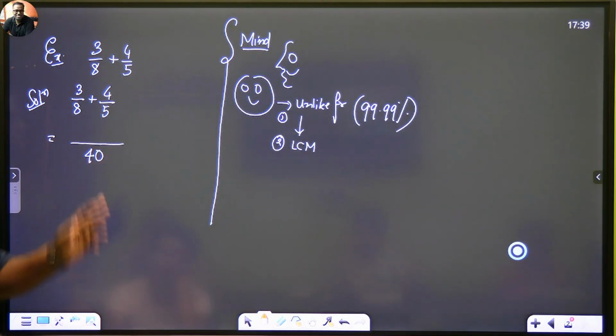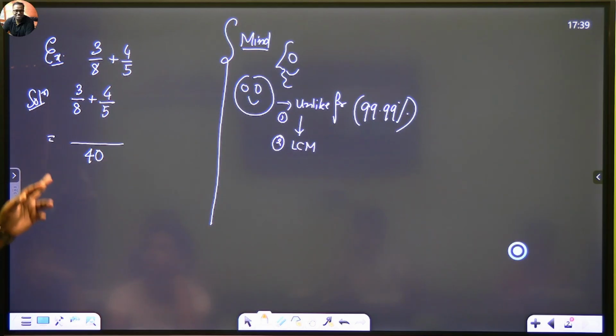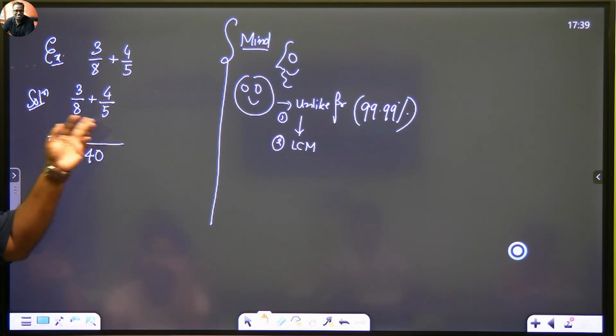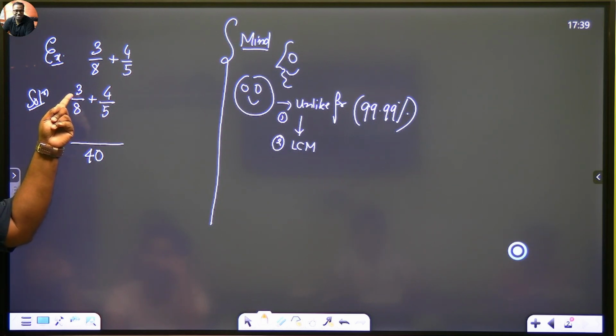40. Step number 1, remember. 40 divided by 8, in the mind. Tell me, in the mind how much is it? 5. 5 will get multiplied with 8's numerator, 3, which is 15. If you have any confusion, who gave birth to 40? 8 and 5. 8 is already there, so this one. If it is two numbers, this number straight away multiplies this. This is a trick that you learn.